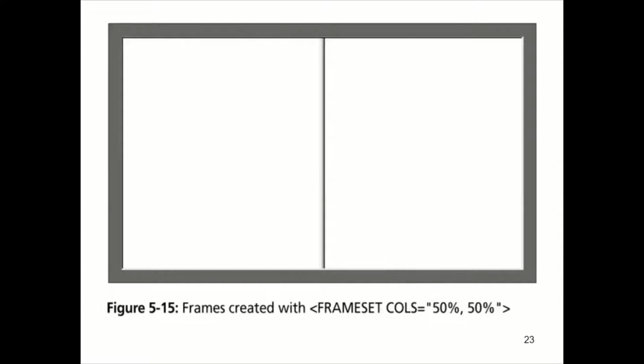Here, frameset divided the browser window in columnar form with the cols attribute, and an equal division is given, equal real estate percentage of 50%.